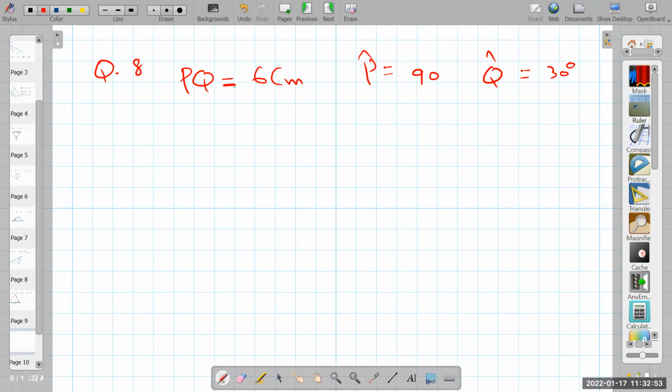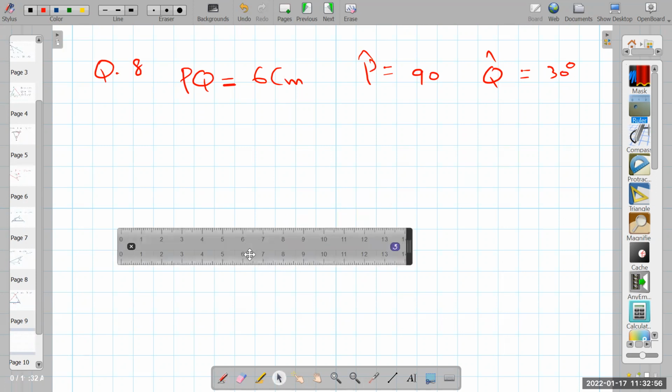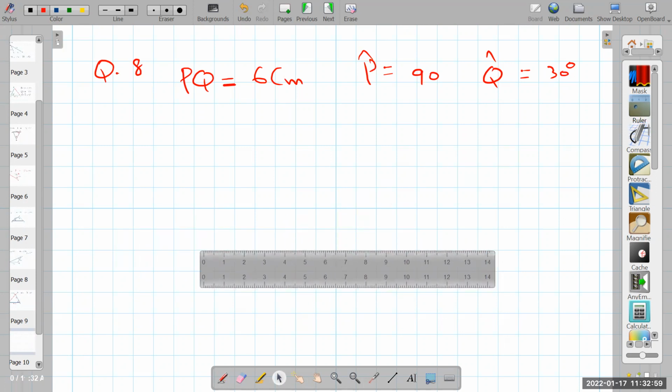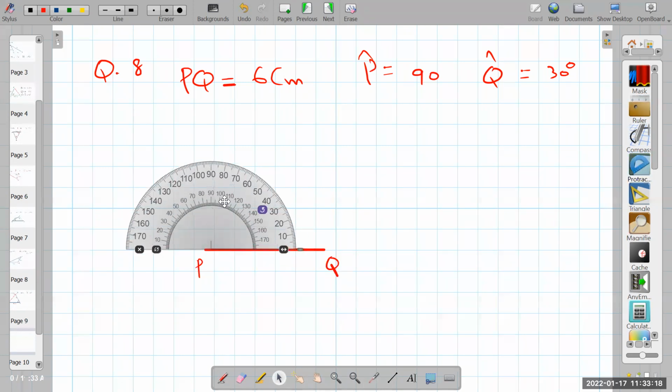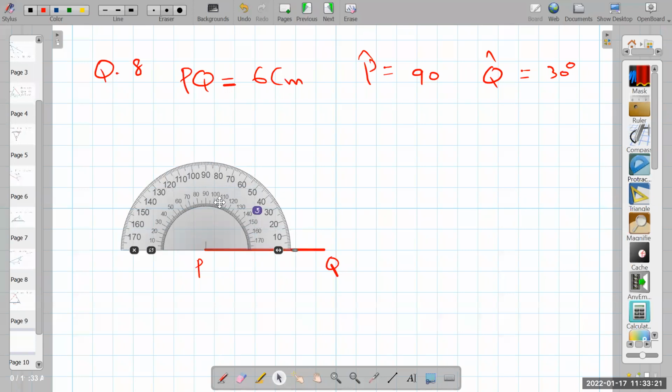The first thing, PQ, 6 centimeters. Put the scale and draw 6 centimeters. This is P, this is Q. On P, 90 degree. Take the protractor and draw 90 degree. This is not compass, this is a protractor. This line is 90 degree.